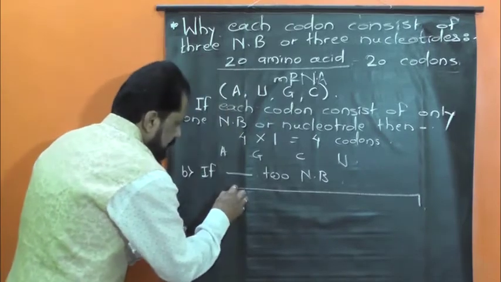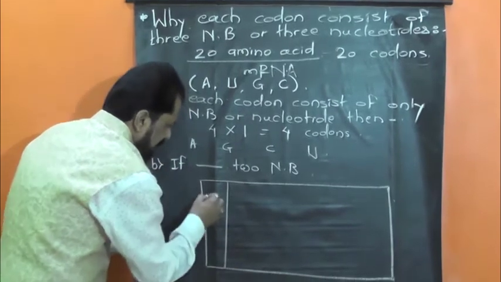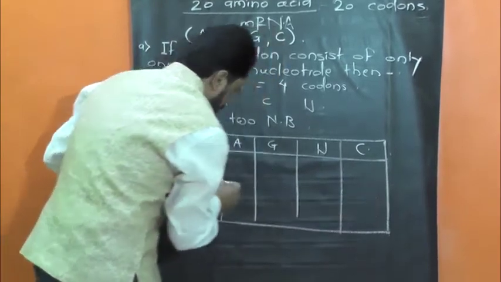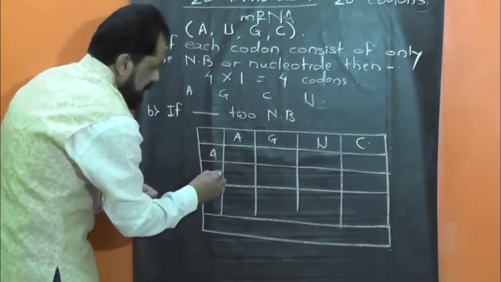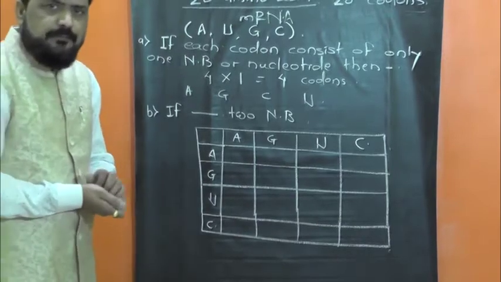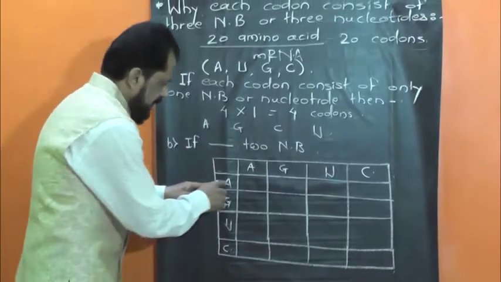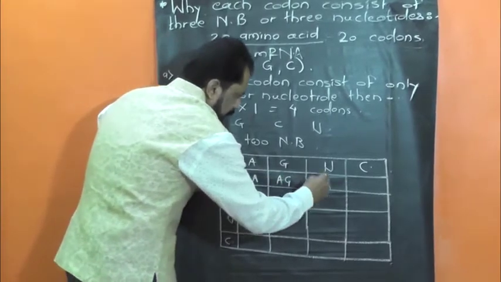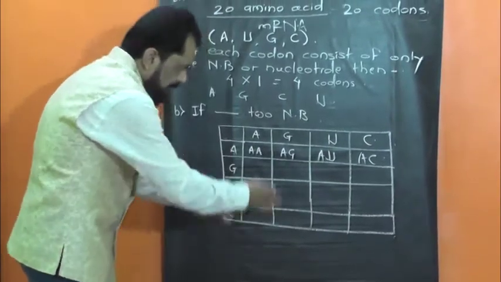Suppose here I am going to draw a little diagram just for our understanding, to clear our concept and show the possible combinations. Now consider, if each codon consists of two nitrogen bases such as adenine, adenine; adenine, guanine; adenine, uracil; adenine, cytosine. Okay, in the same manner the others.